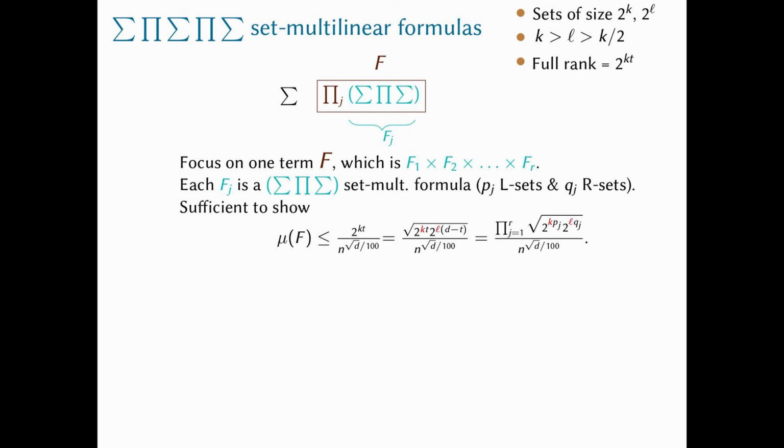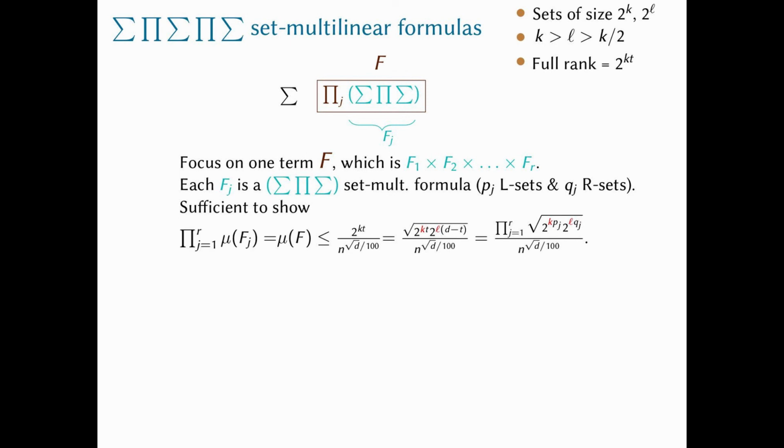So 2 to the kt was the number of rows. We had a matrix with the same number of rows and the same number of columns. And so we can say that the number of rows equals the geometric mean of the number of rows and the number of columns. And from this point of view, you can convince yourself by doing the computation that this geometric mean is equal to the product of the geometric means, for each fj, of the number of rows and the number of columns of each fj.